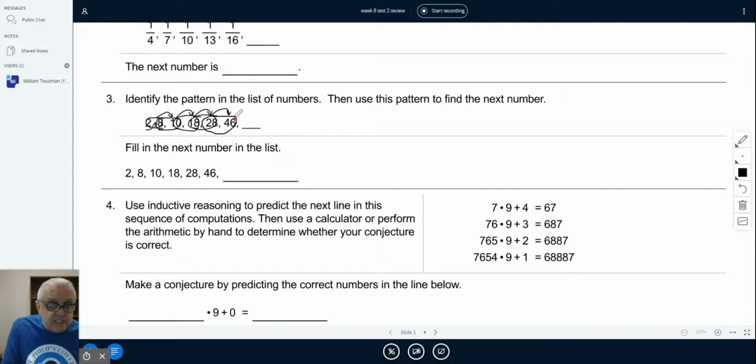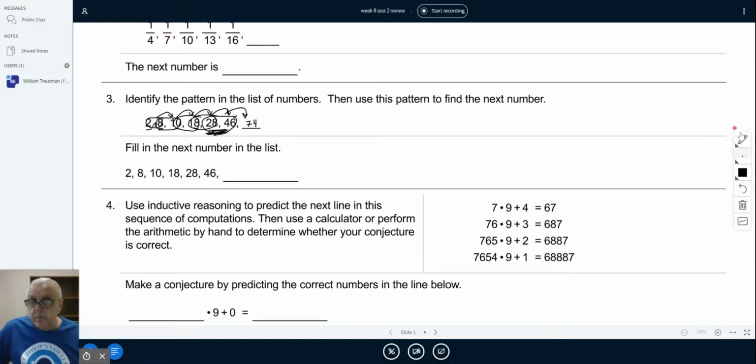So to get the next number, you have to add these two up. 28 and 46 is 74. That's number 3. So you'll have a problem similar to that. You just have to identify the pattern.